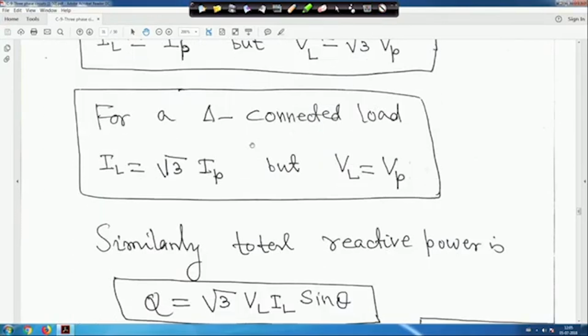Similarly, for a delta connected load, just opposite. So, no need to explain again, similar way you can do it. Line current is equal to root 3 times phase current, but VL is equal to Vp. Anyway, just let me make it for you.